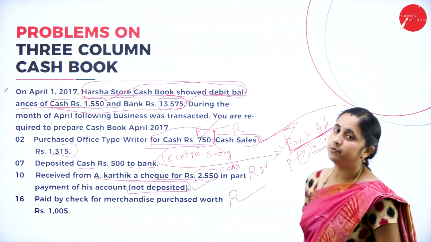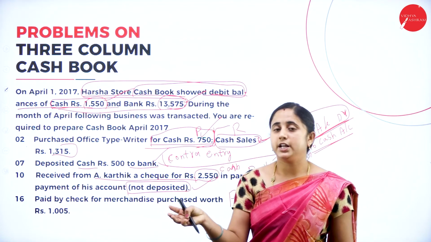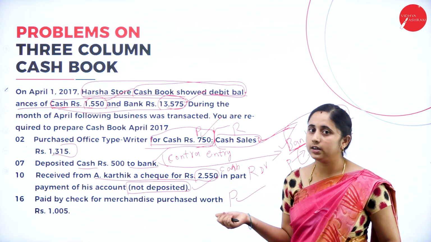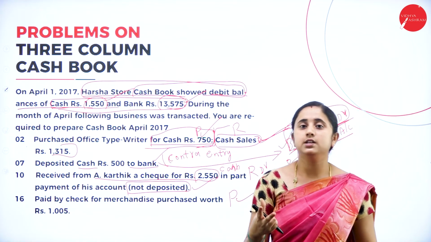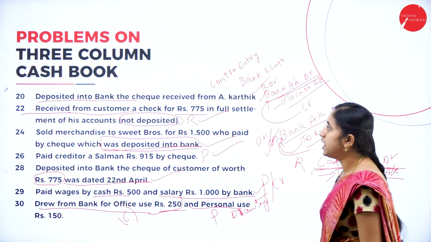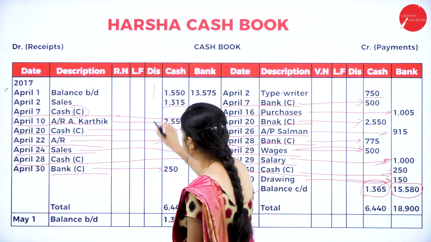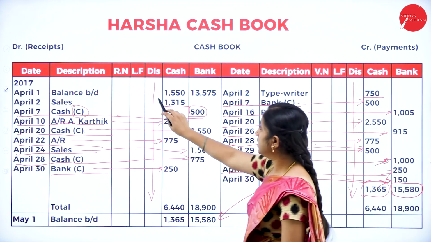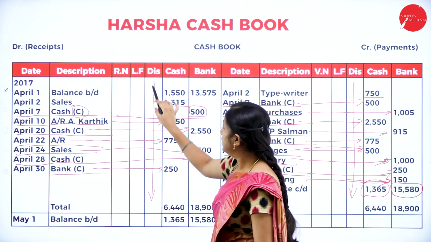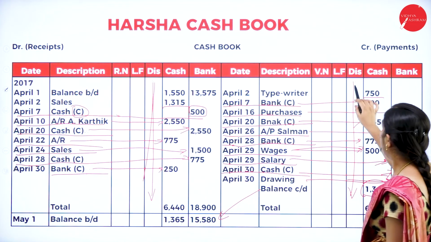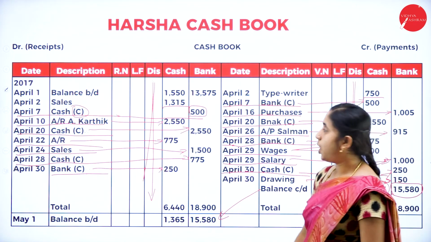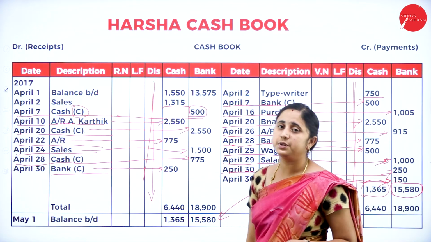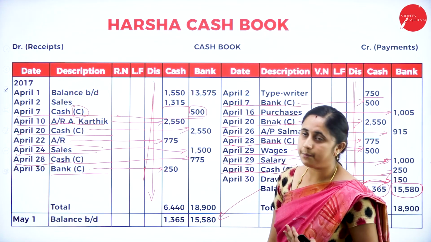The difference is we have 3 amount columns. In addition, one more concept, contra entry. Here you will record all the cash transactions, bank transactions as well as discount. In this problem, you don't have any discount. So this column is blank. If any discount is received, you will record the discount received on the debit side and discount allowed on the credit side. So that is the difference between single column and 3-column cash book.